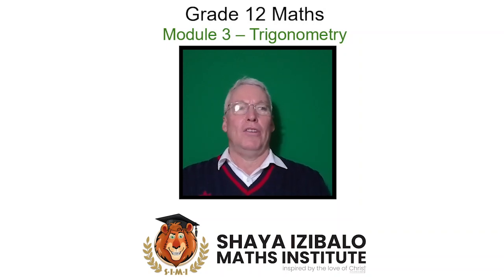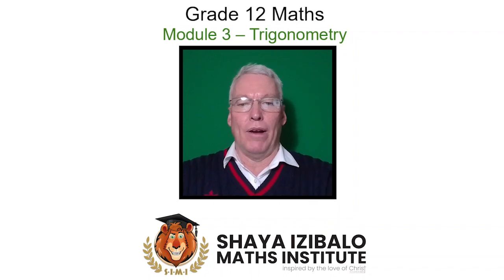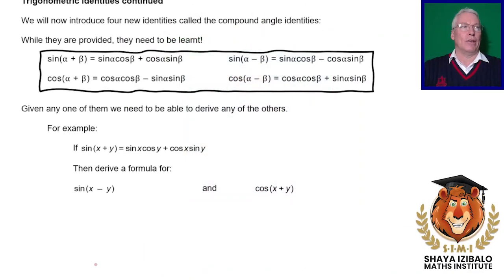Okay, welcome back. Today we're going to learn 4 new identities to go with our other 2. Alright, let's take a look at what they are. The first one says that if we find the sine of alpha plus beta, then that's the same as finding the sine of alpha times the cos of beta plus the cos of alpha times the sine of beta.